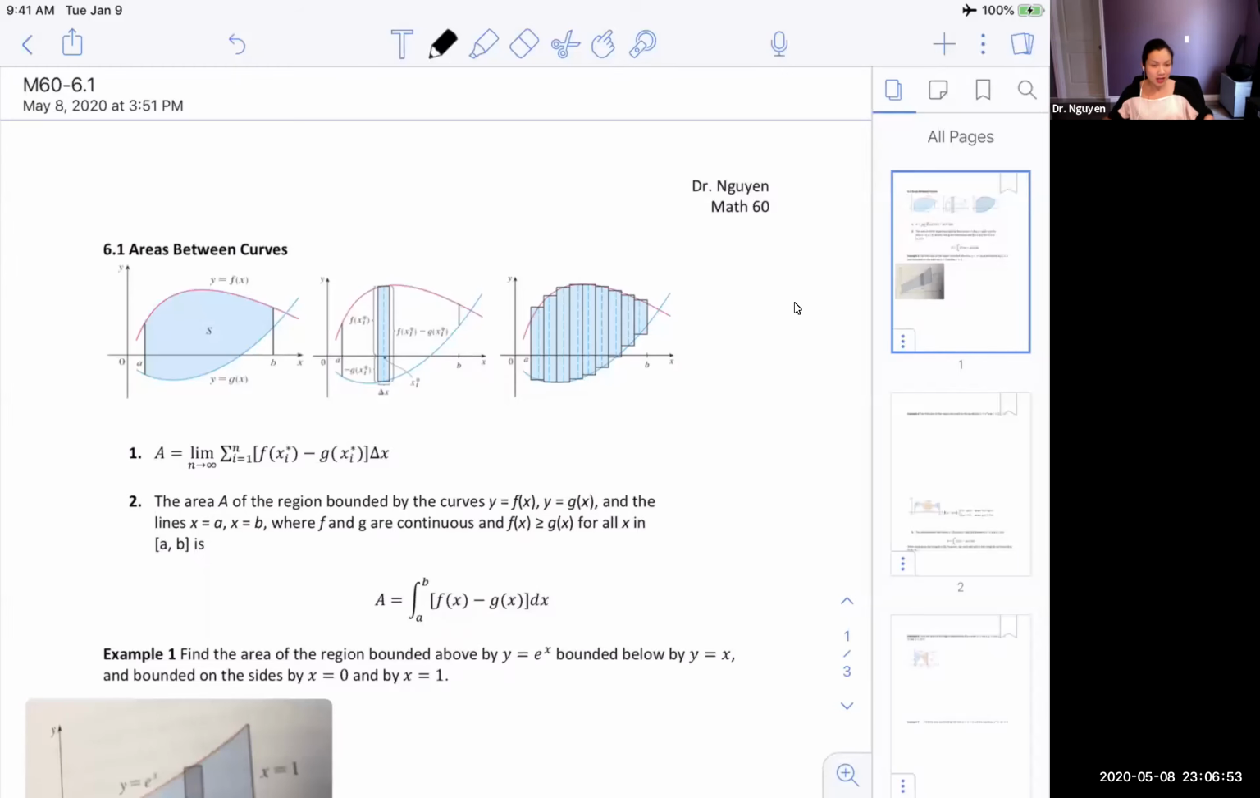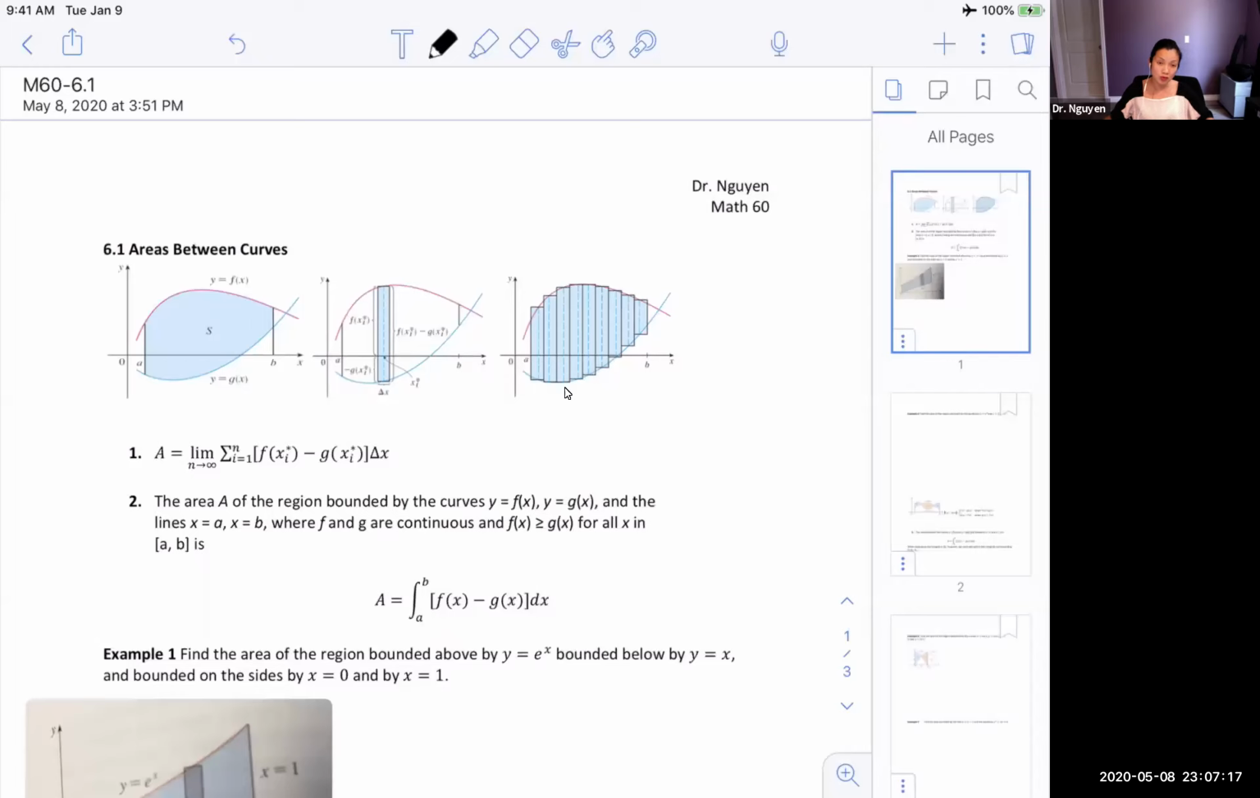Hi class, today we're going to talk about the areas between curves. So in chapter 5, we defined and calculated the area of regions that lie underneath the graphs of functions. So, area under the curve. Today we have two functions and we want to find the area in between.